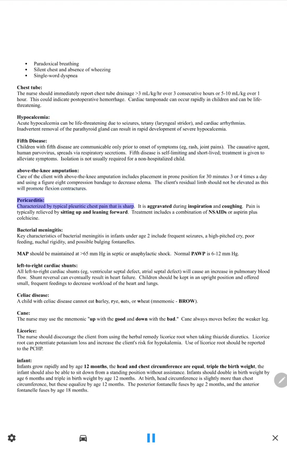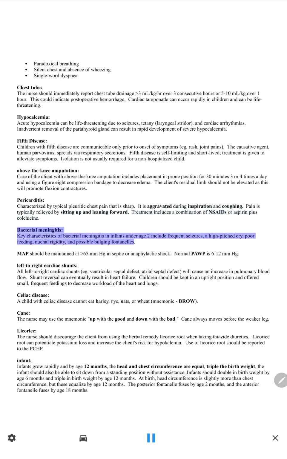Pericarditis. Characterized by typical pleuritic chest pain that is sharp. It is aggravated during inspiration and coughing. Pain is typically relieved by sitting up and leaning forward. Treatment includes a combination of NSAIDs or aspirin plus colchicine.